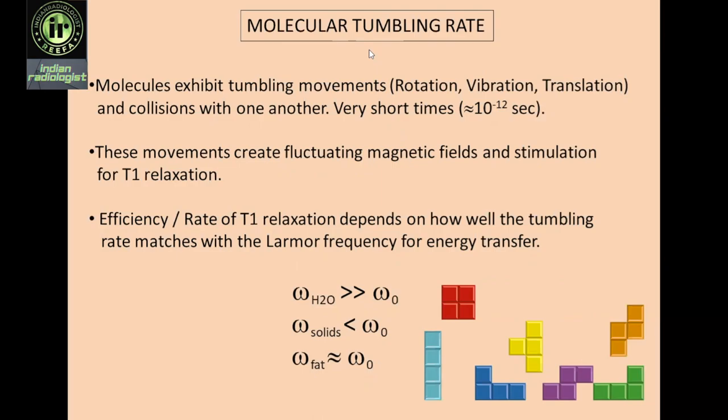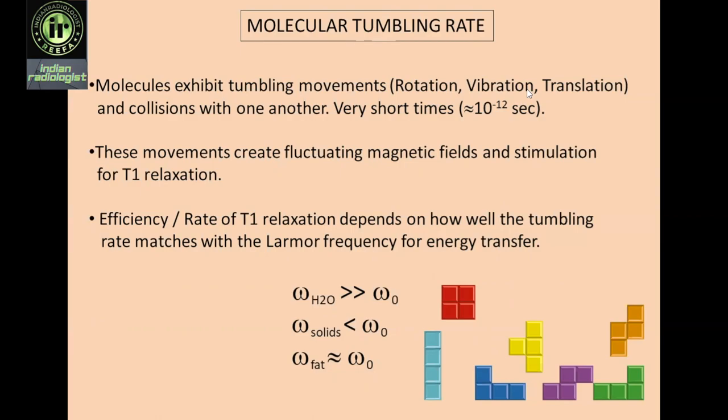So you need to know the concept of molecular tumbling rate. Till now, we know that the hydrogen protons or nuclei wobble or precess when placed in a magnetic field, isn't it? Now we should know that it is not only the protons that precess, but molecules as a whole also continuously move about. They exhibit continuous tumbling movements. It may be a rotation, vibration or translation.